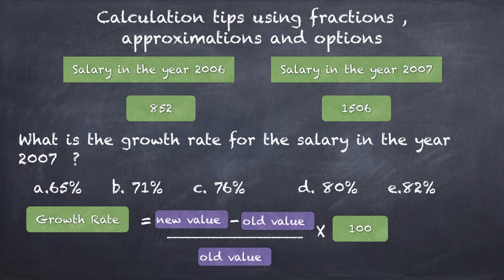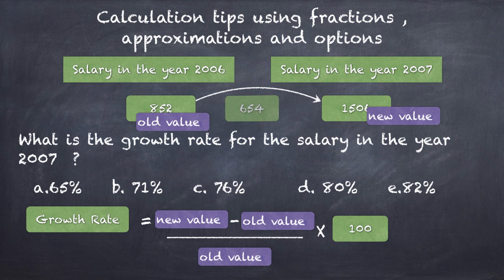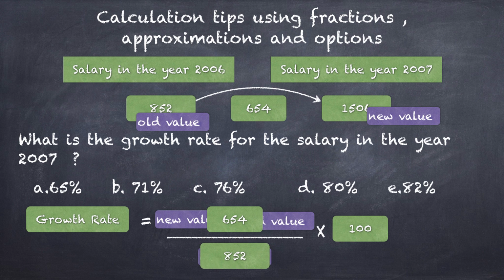We have to find the growth rate. That means I have to find the difference, that is the new value minus the old value. So (1506 − 852) divided by 852, into 100, is going to be my answer. That much I have to do whatever method I use. So it's going to be 654 divided by 852. Now I'll ignore the 2 and the 4 at the end, and think of these numbers as 65 and 85. I'm just forgetting the number at the end. So I can simplify 65 by 85 as 13 by 17.